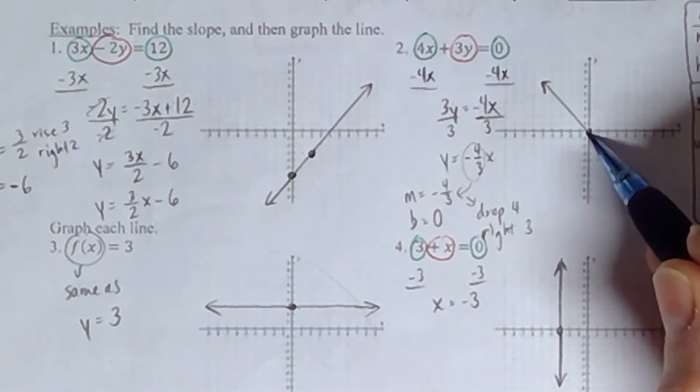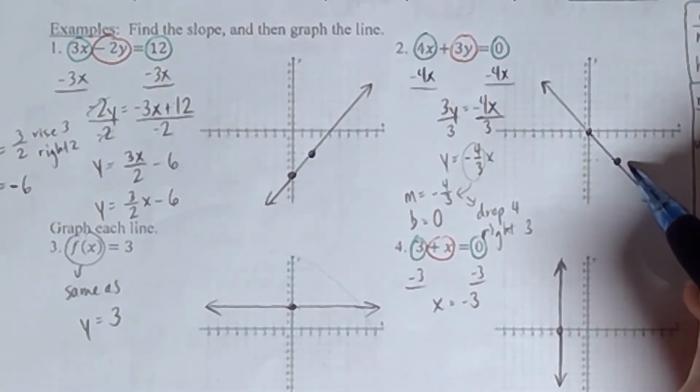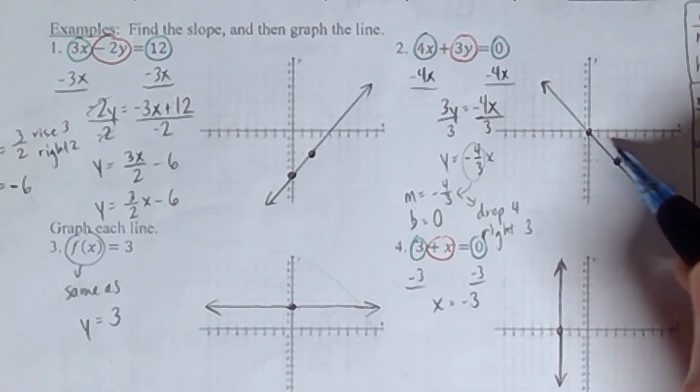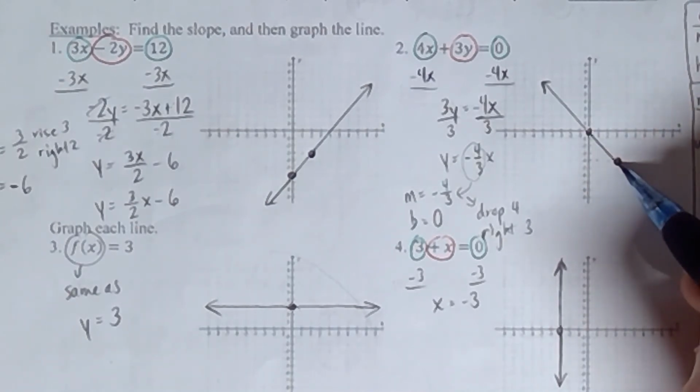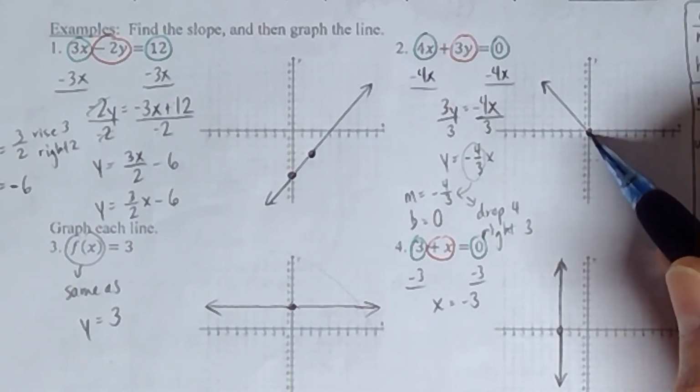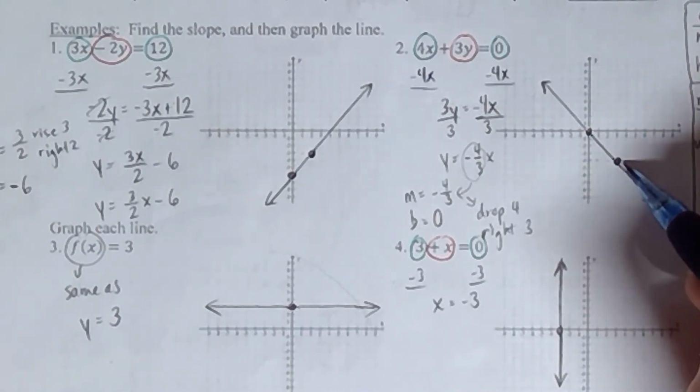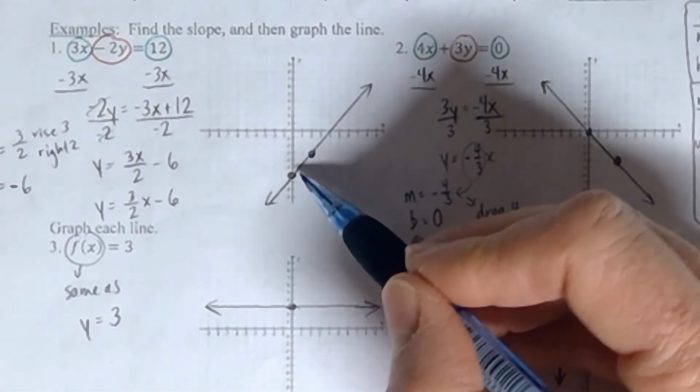Notice this point is on the left and this point down here is on the right, correct? This point's on the left, this point's on the right. If you have to go down and to the right in order to get from the left point to the right point, then that's a negative slope. So let me say it one more time.